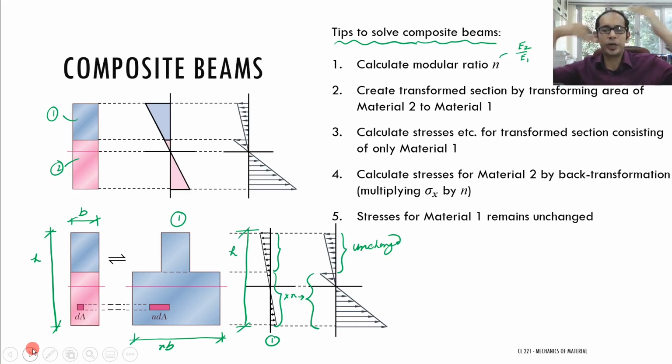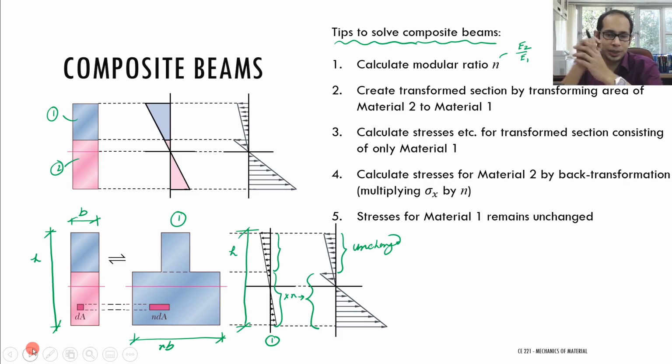So again, just a quick rundown: calculate the modular ratio, transform material 2 to material 1, or if you want to do the other way, that's also fine. Typically what I like to do is convert the stiffer material to the less stiff, so I take the ratio as E2 to E1. But you will see in some of the problems it might be easier to consider a shrinking. It depends on the problem, but in most cases, if you convert the stiffer to the less stiff material, it's easier. You have a widening. So essentially every time you have a widening. Then you calculate the stresses of the transformed section for material 1. Then you calculate the stresses for material 2 by your back transformation. The stresses for material 1 remain unchanged.